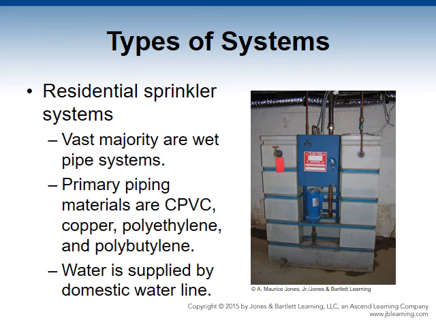Instead of steel, the primary material is CPVC, copper, polyethylene, or polybutylene in earlier systems. Many are supplied water by an appropriately sized domestic water line fed from a reliable community water system. Some have a specifically dedicated water line. Others are supplied by stored water sources with an automatic operating pump.